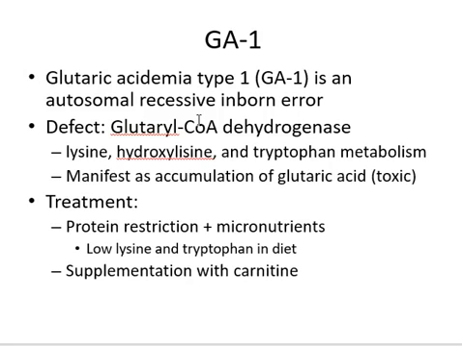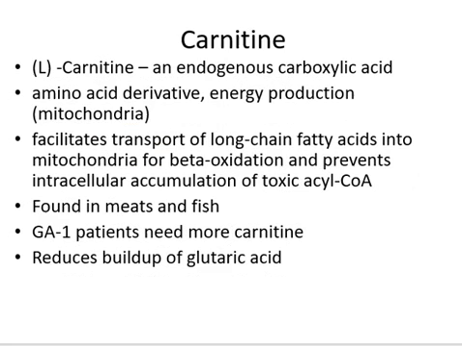And so to treat these patients, the first thing we have to do is restrict the protein. So they have to have a diet that is severely deficient in at least these three amino acids. And then also we have to supplement with micronutrients. And so the main focus is going to be this low lysine, low tryptophan diet. And a lot of these patients also fare much better when supplemented with carnitine.